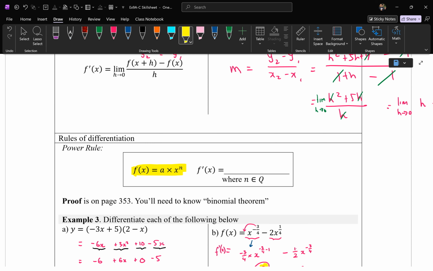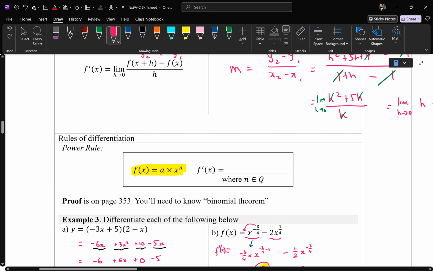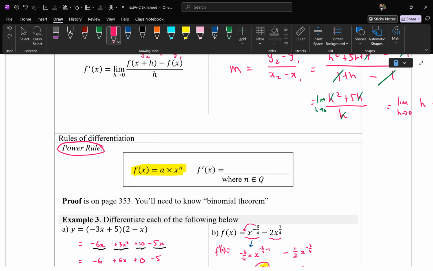I've never met a year 12 who couldn't do power rule. It's one of the easiest ones they learn. Everyone seems to know it, regardless. Okay, so here we go. What's power rule? One of the first rules you're going to learn. Power rule is only applied to power functions. Any functions that have a power, you can use this.